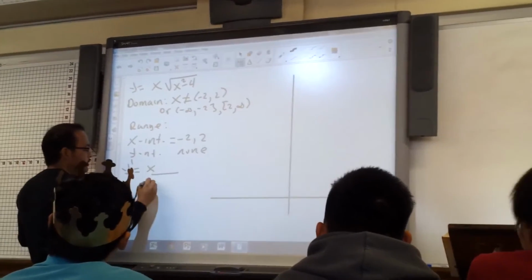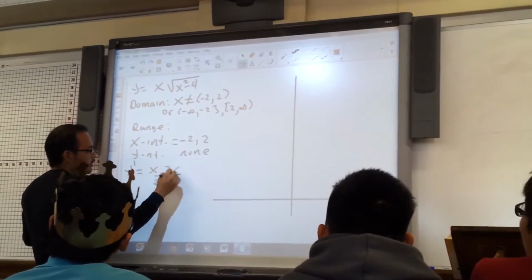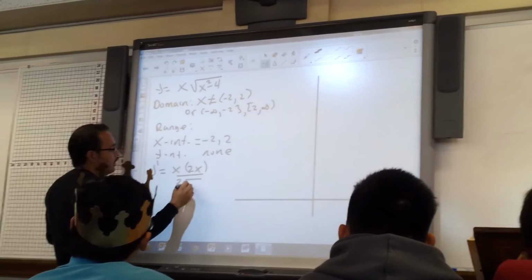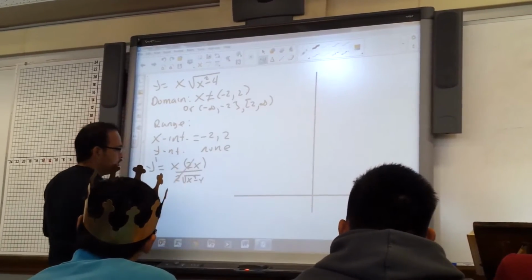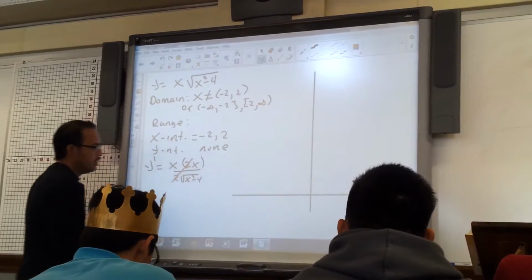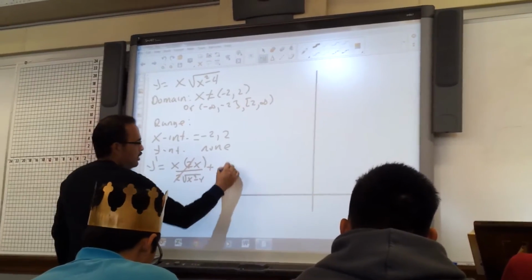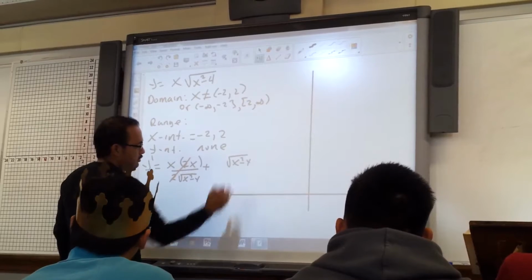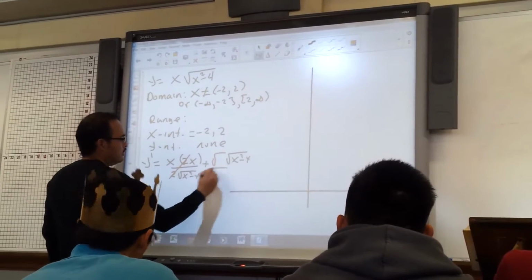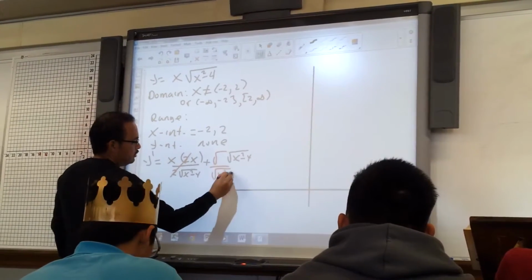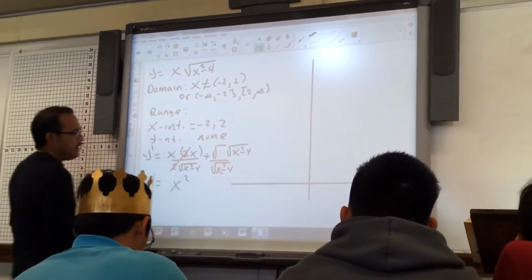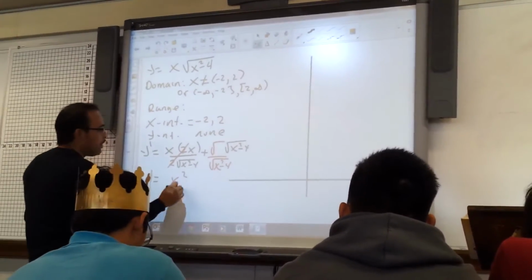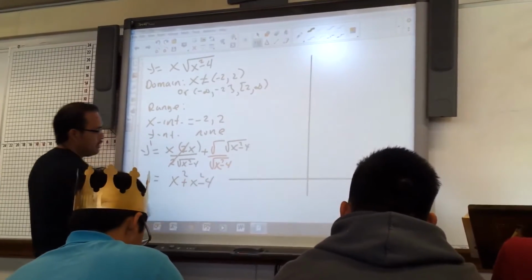1 over 2 radical x squared minus 4, times 2x. Radical 0 is 0, right? Radical 0 equals 0. Now that part I don't know. Oh, because it's the derivative formula. Plus x squared minus 4, right?